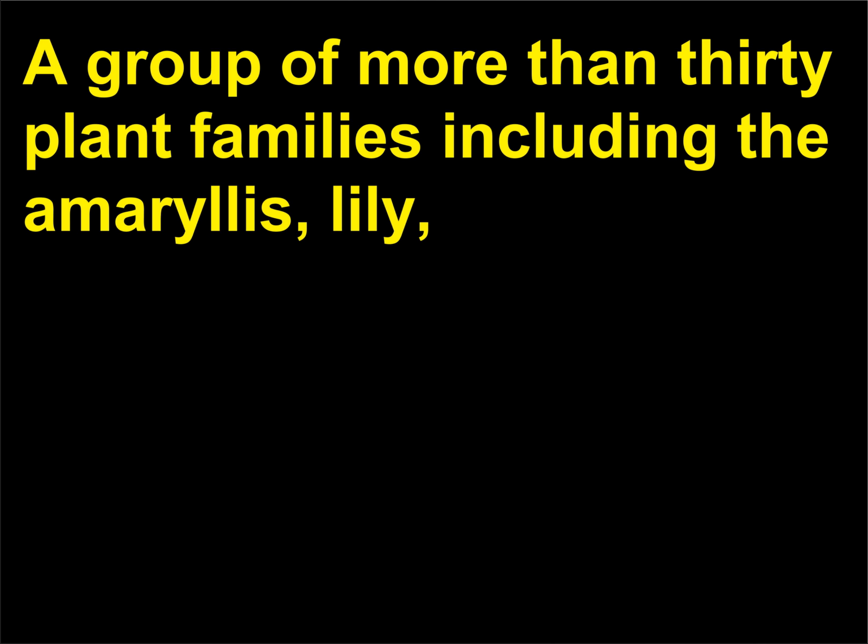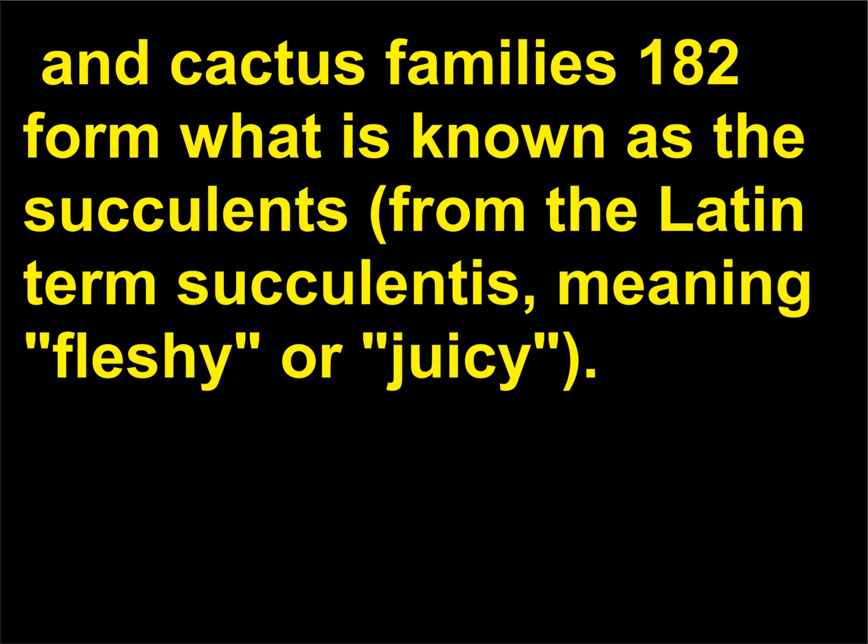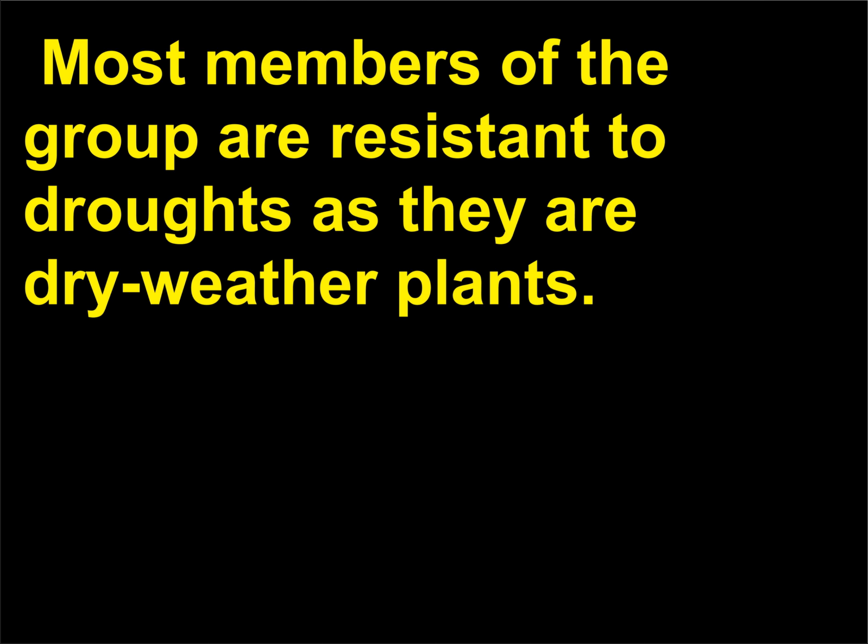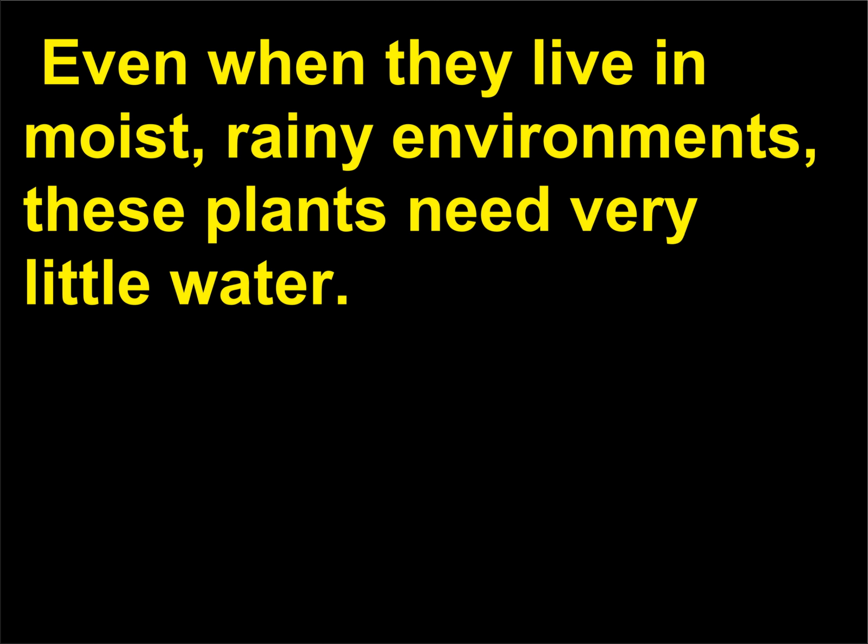A group of more than 30 plant families, including the amaryllis, lily, and cactus families, form what is known as the succulents, from the Latin term succulentus, meaning fleshy or juicy. Most members of the group are resistant to droughts as they are dry weather plants. Even when they live in moist, rainy environments, these plants need very little water.